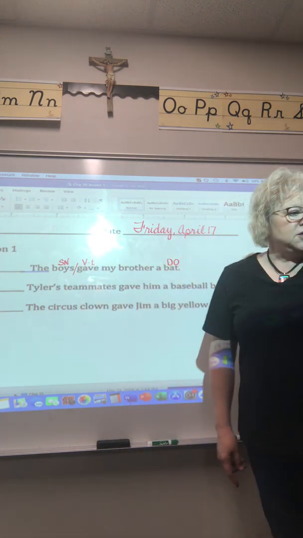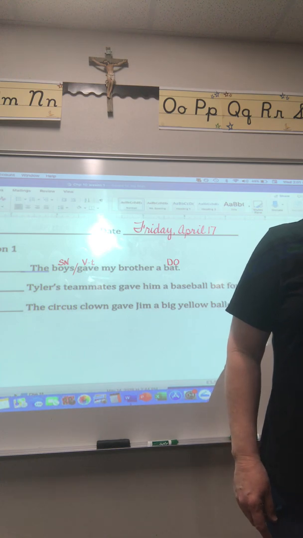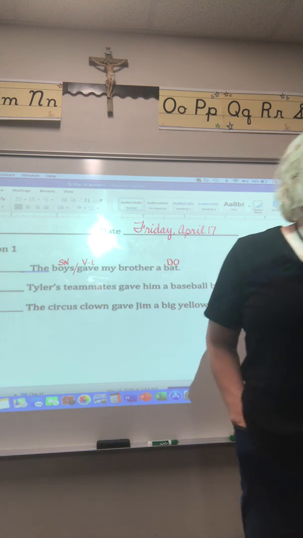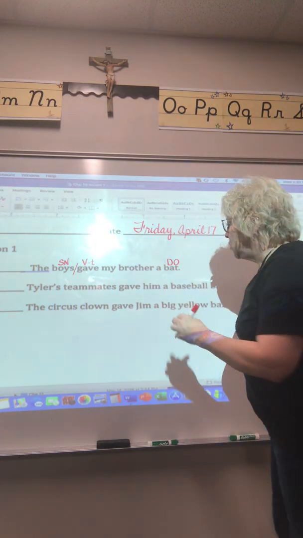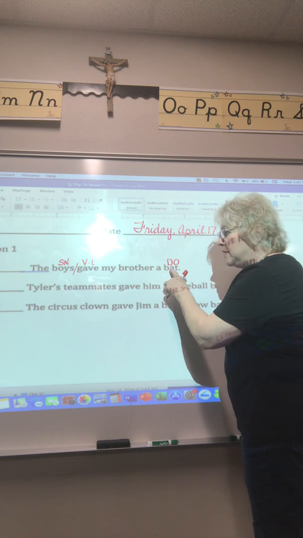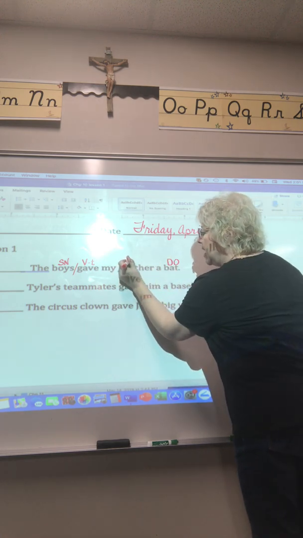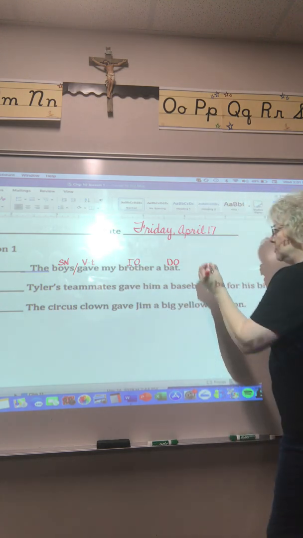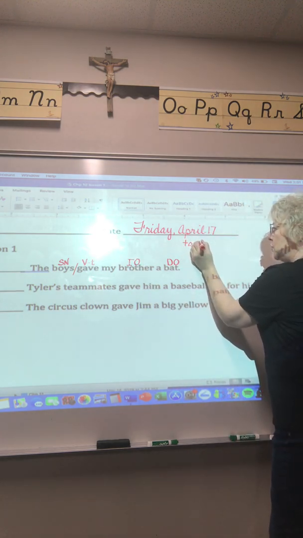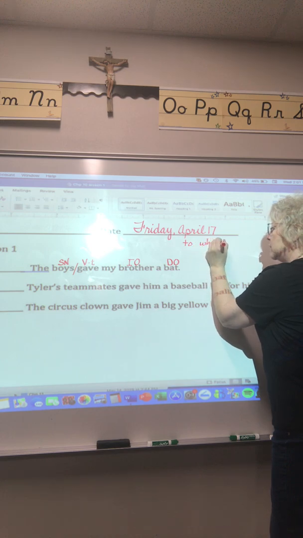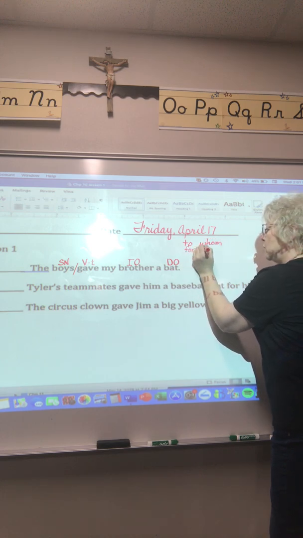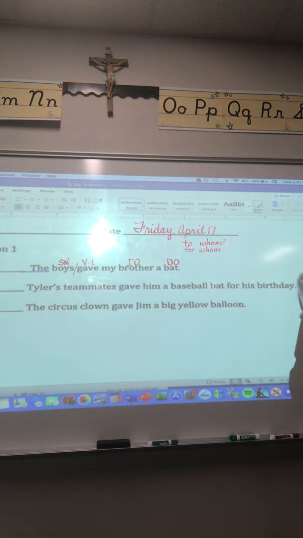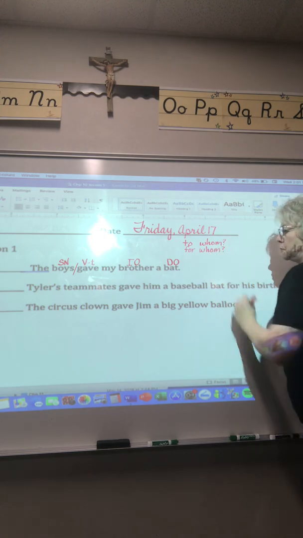Now, go back to your jingle. It says to find the indirect object, ask to whom or for whom. So, who was the bat for? The bat was for the brother. And so, here is your indirect object. To whom or for whom. Those are your questions that you're going to ask to find your indirect object.